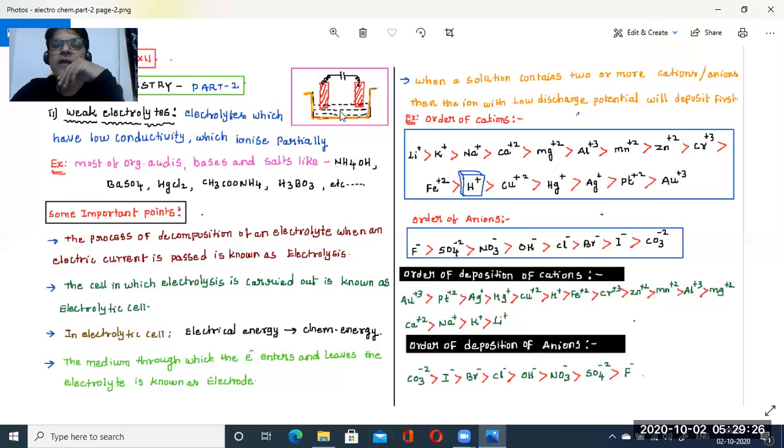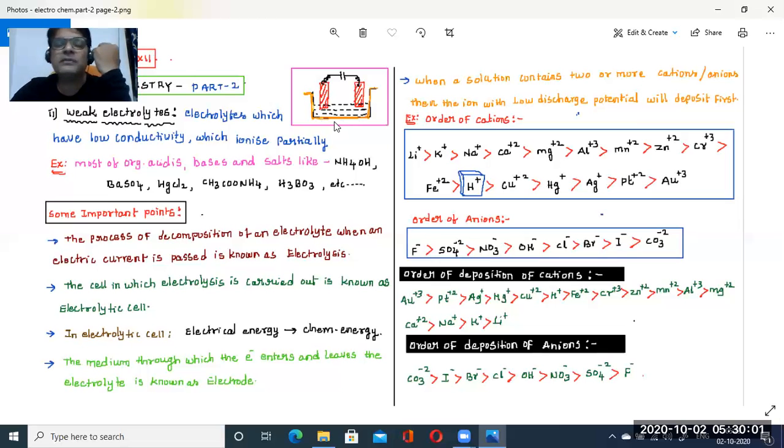Next, come over here. When a solution contains two or more cations as well as anions. See, suppose here we take magnesium chloride instead of sodium chloride. I will give one more example. Suppose on the left hand side, at the anode, zinc sulfate is taken, and on the right hand side copper sulfate is taken. That means this electrolyte has two cations as well as two anions.